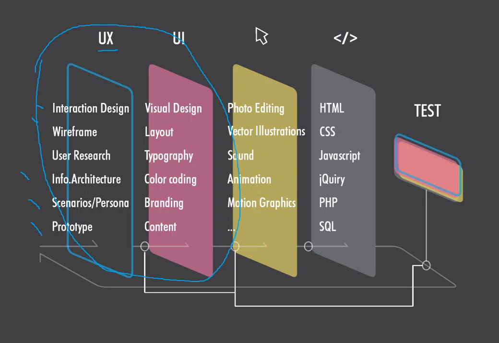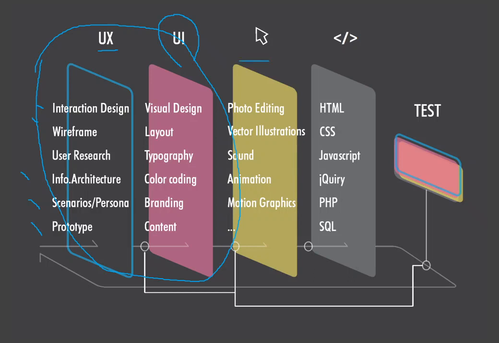Okay, next part is user interface, UI design, and it is, you can say, the muscles and skin added to the bones of your final design. As you can see, it's about visual design, layout, typography, color coding, branding, and content preparation.